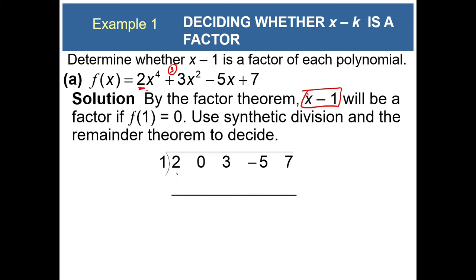So let's use synthetic division. We'll drop down the 2. And then we'll multiply. 1 times 2 is 2. 0 plus 2 is 2. And then we'll multiply. 1 times 2 is 2. 3 plus 2 is 5. 1 times 5 is 5. And negative 5 plus 5 is 0. 1 times 0 is 0. And then we'll add 7 plus 0, we get 7. The remainder is 7.